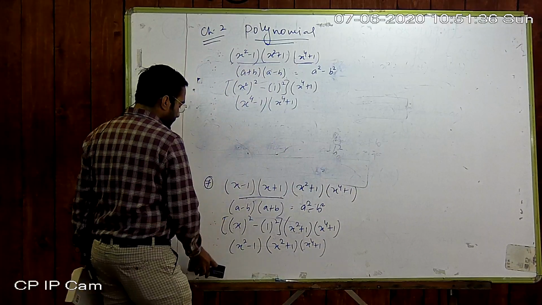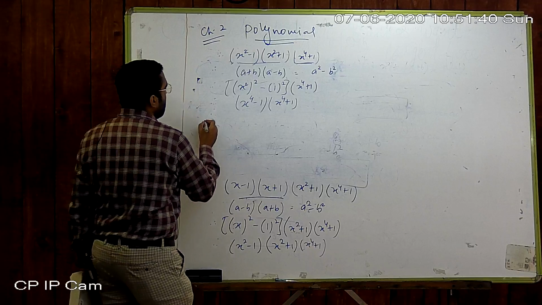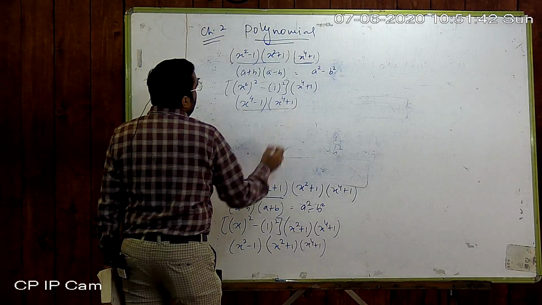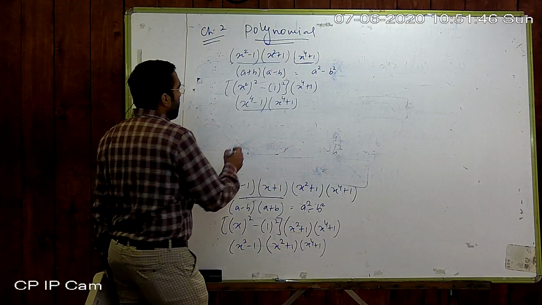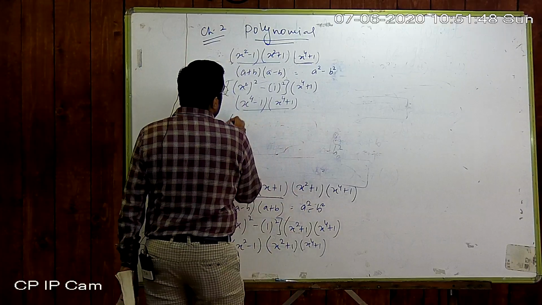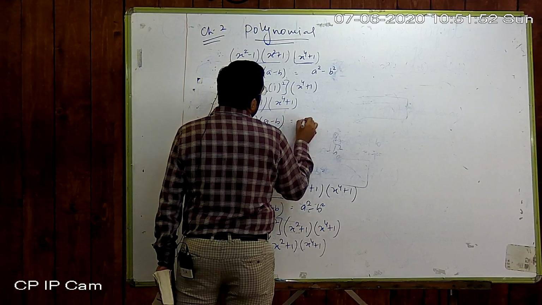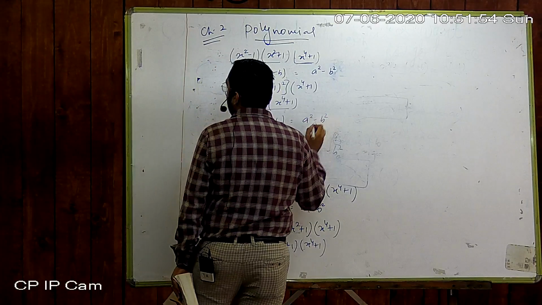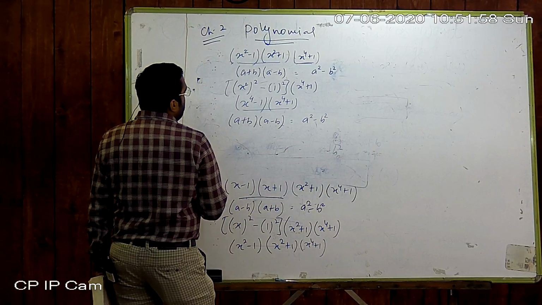So now we can use, here is also a minus b, a plus b formation. So we can use another a plus b and a minus b formation, and we can use a square minus b square as a formula in these two last brackets.